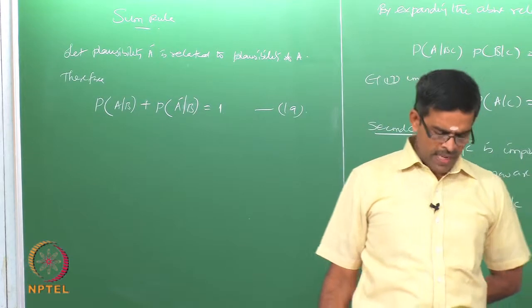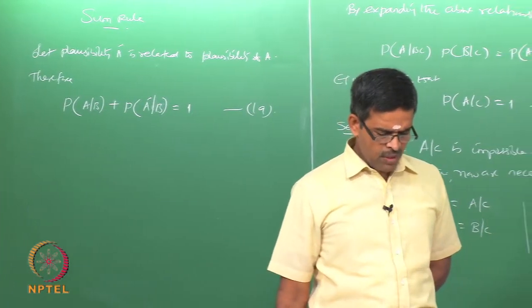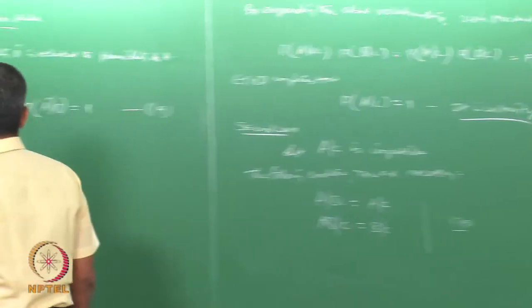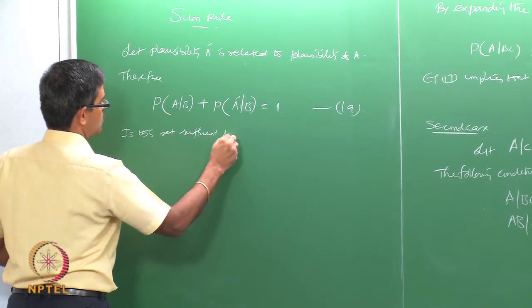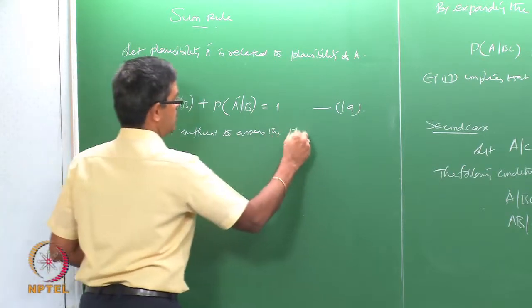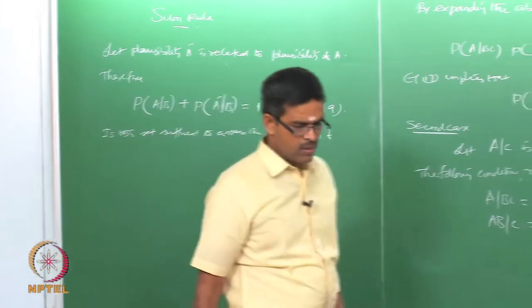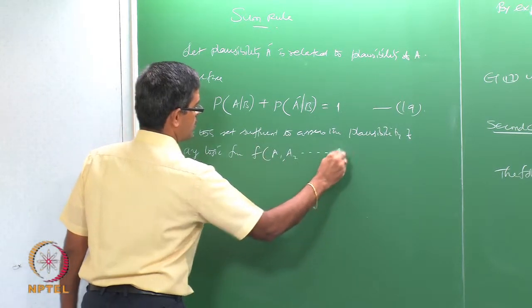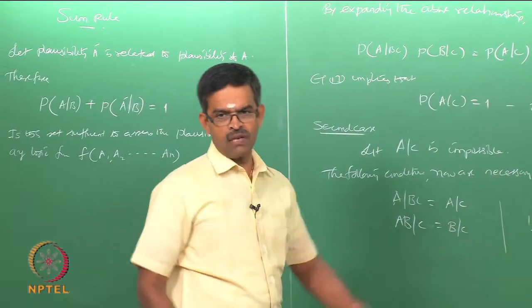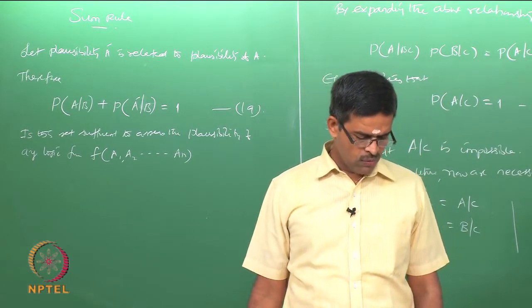It is interesting to assess whether the set of these rules is adequate to decide the plausibility of any logic function A1, A2, A3, An, etc. Is this set sufficient? Now, this is a question. Is this set sufficient to assess the plausibility of any logical function which has components of A1, A2, An? So, we would like to have a general formula for the logical sum A plus B. By applying repeatedly the product and sum rule, we can explain this as below.